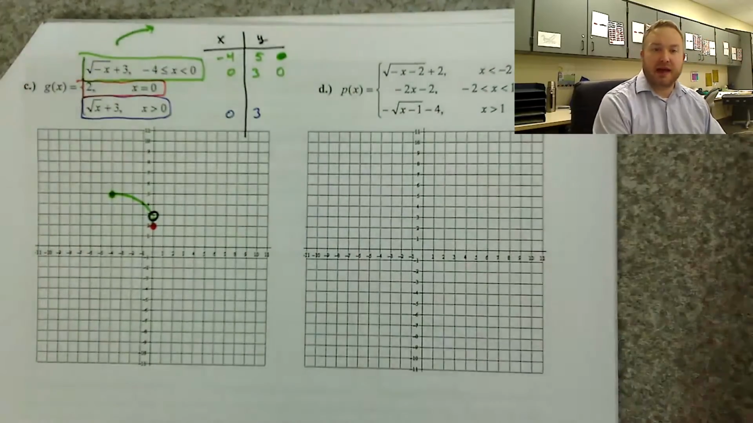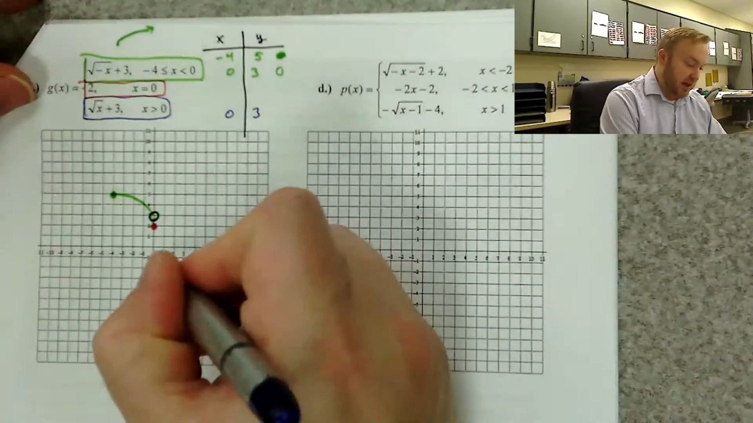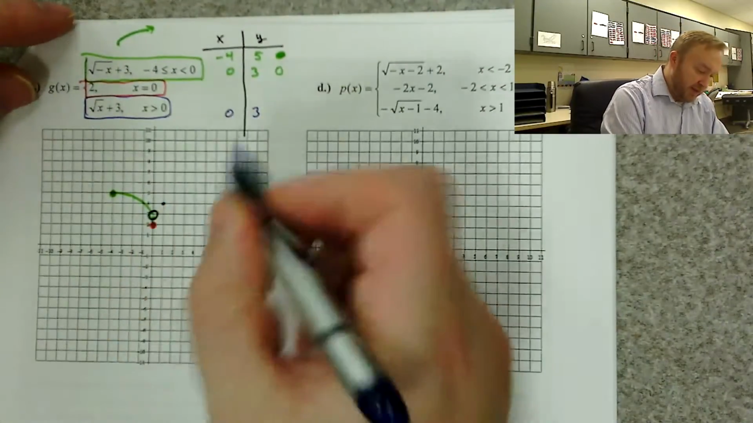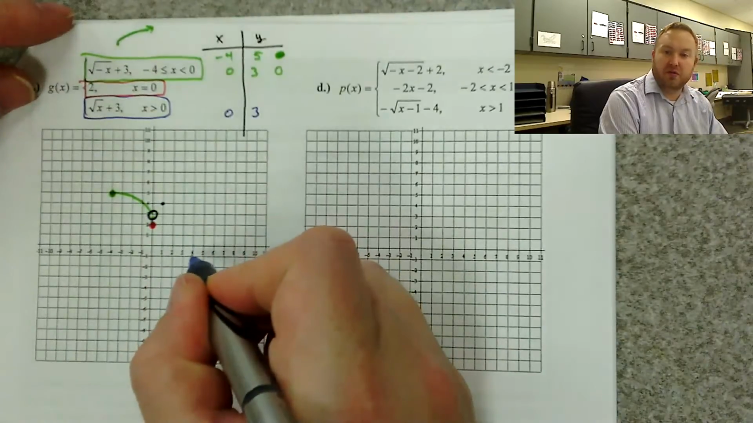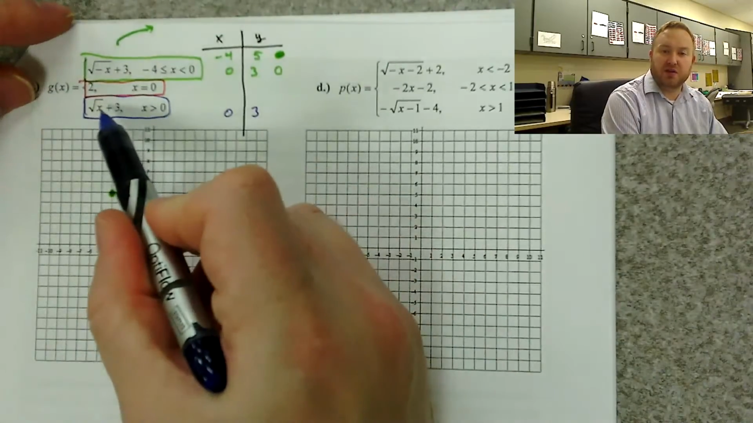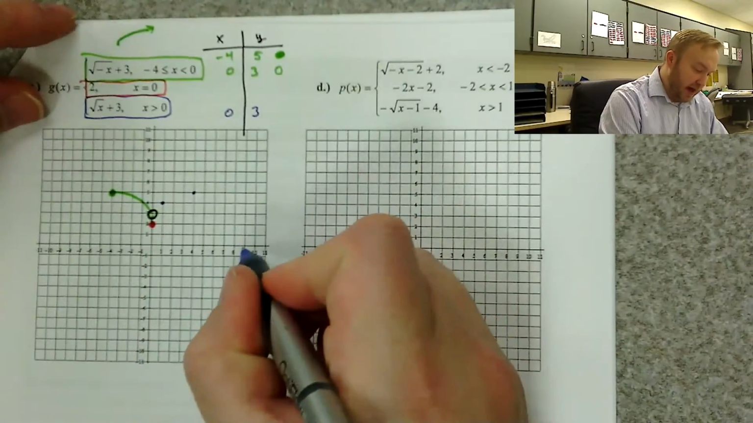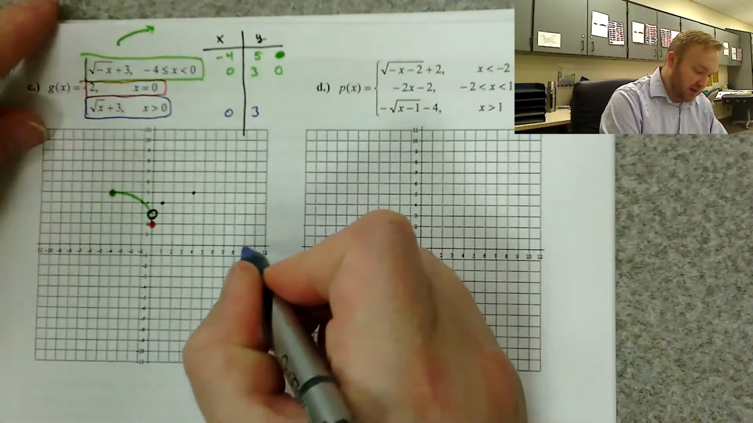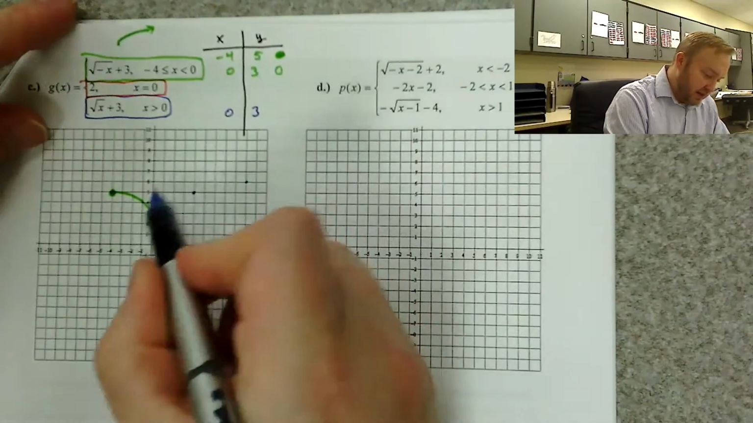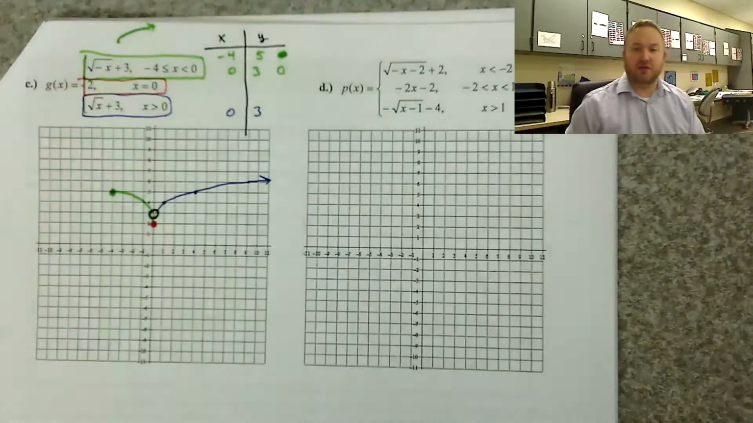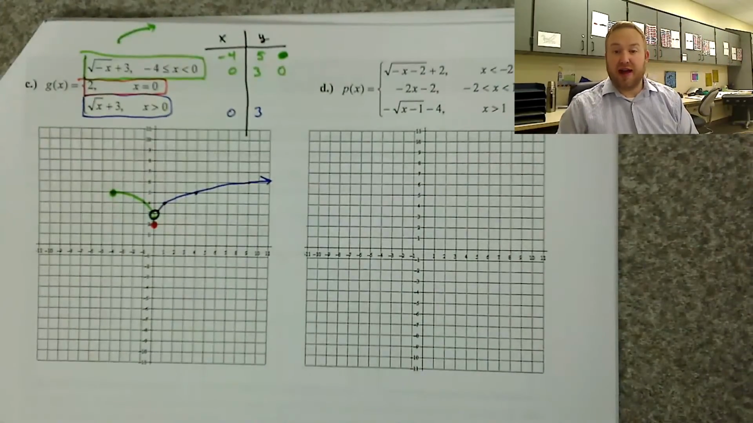Cool. Now let's just plug in some other numbers. If you plug in 1, you get 1 plus 3, which is 4. I'm not going to plug in 2. I'll plug in 4, though. Square root of 4 is 2. 2 plus 3 is 5, so I can go to (4, 5). How about 9? 9 would give me 3 plus 3, which is 6. Again, we know that those square root functions have just that curve to them. That's your graph. That's it.